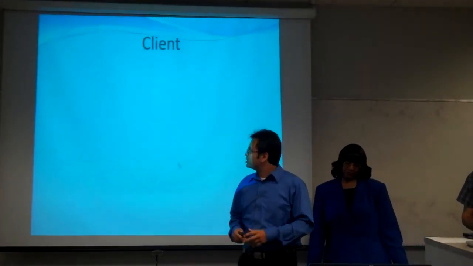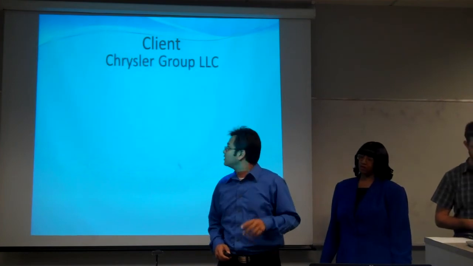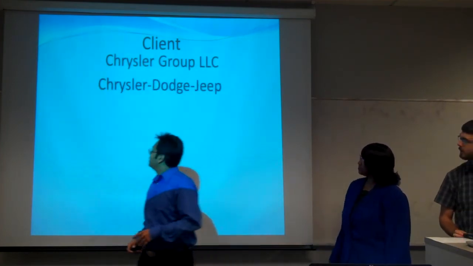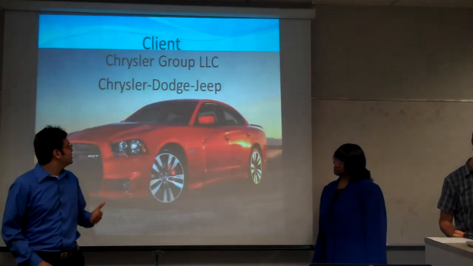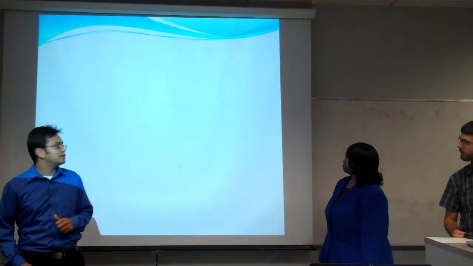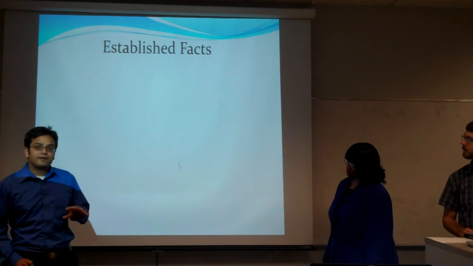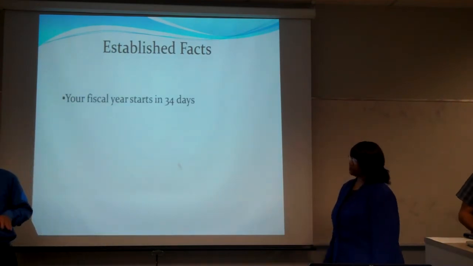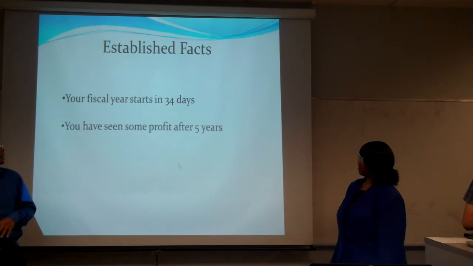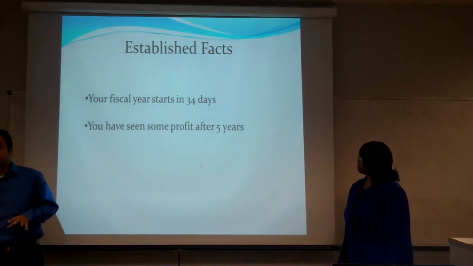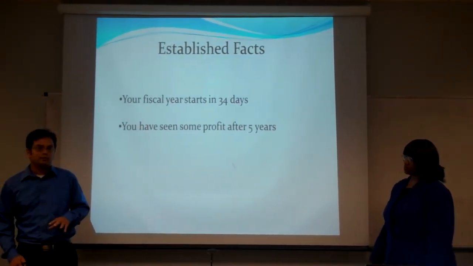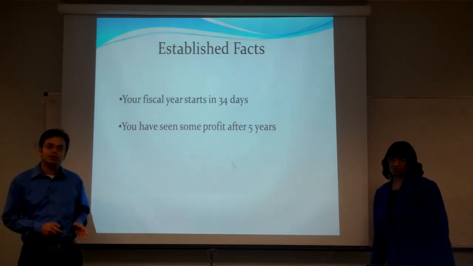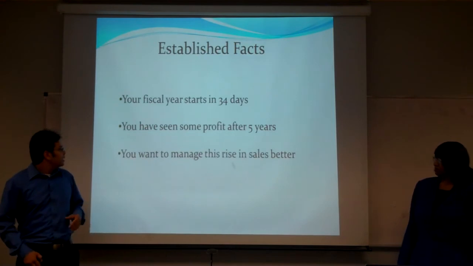Okay, so we're going to establish first that the client is Chrysler Group, which you'll be representing, and it's actually Chrysler, Dodge, and Jeep. This is their top seller this year. The basic facts about this group: your fiscal year starts at the end of September, which is 34 days from now. You have seen the first share of profit in 5 years, and obviously you don't have the same market share as Honda, Toyota, or even Ford does.